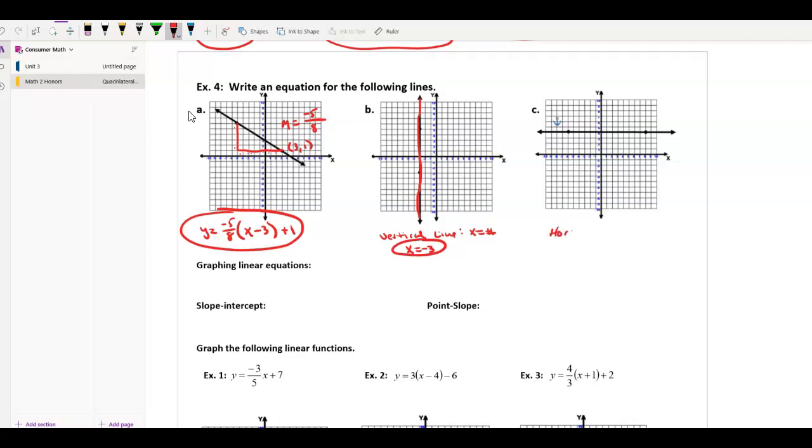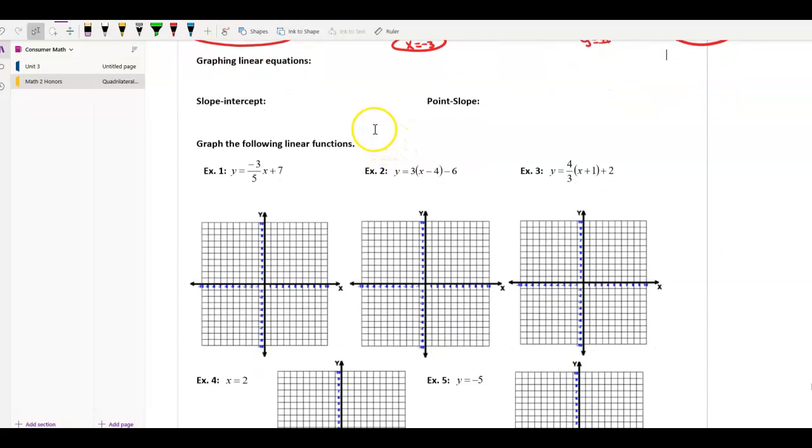Now, anytime you have a horizontal line, it's always y equals a number. So in this case, what would the equation of this line be? y equals, what's my repeating y value here? And it is 4, and there's our equation. All right.